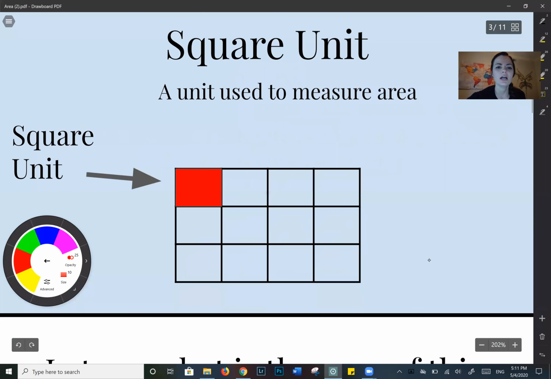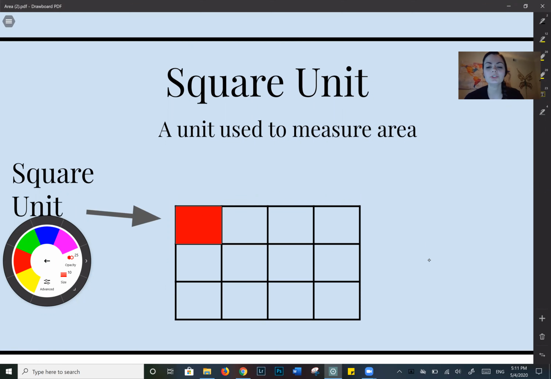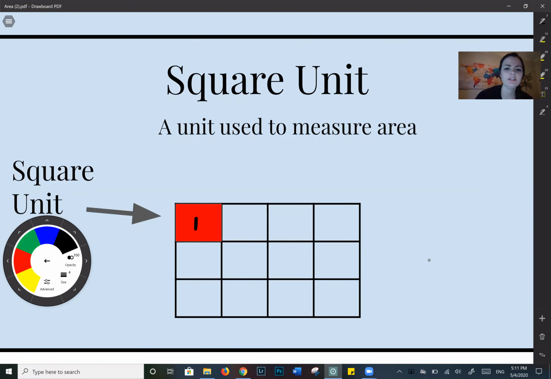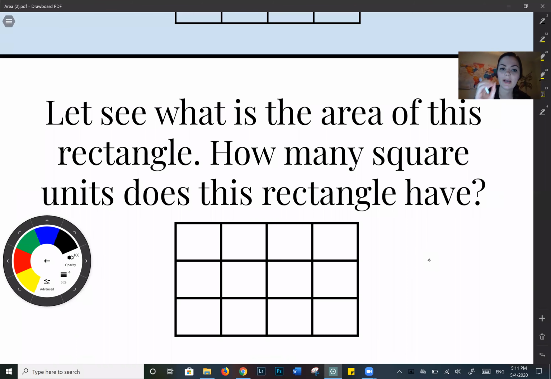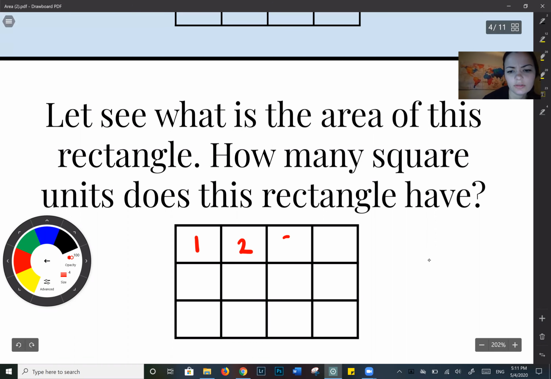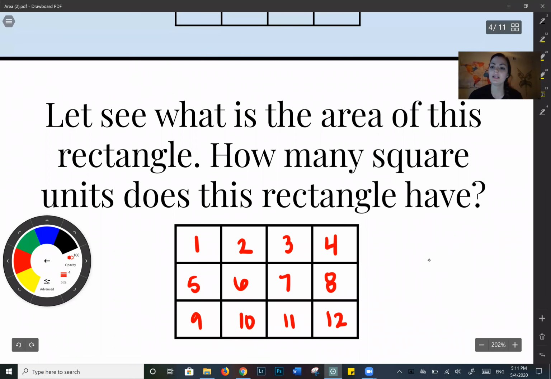So let's keep going. A square unit is a unit used to measure area. So that little red box right here that you see, that is 1 square unit. So if we were going to find the area of the whole box, I would count all of the square units. And I could count 1, 2, 3, 4, 5, 6, 7, 8, 9, 10, 11, 12. I could count them one by one, and that's fine. And I used a strategy, and I wrote my numbers on each one so I knew that I didn't forget one.